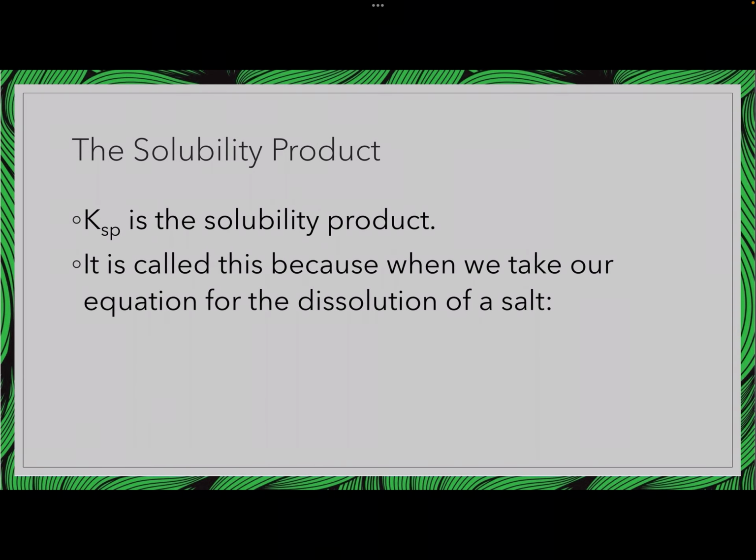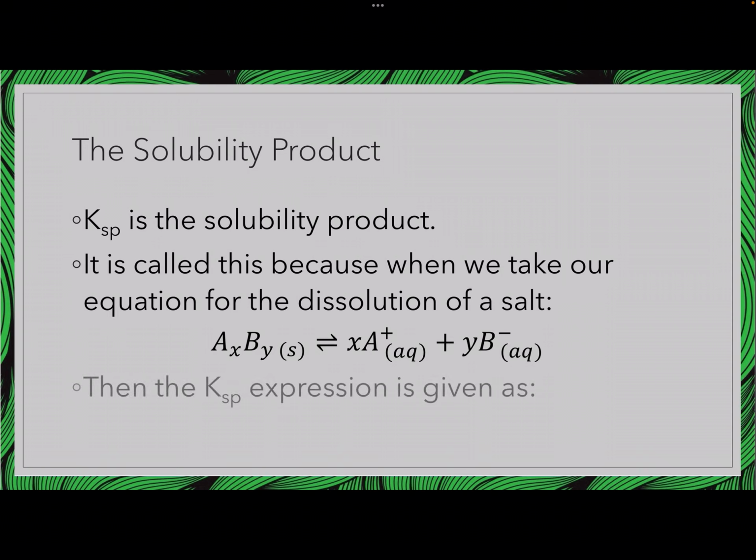Now, it's called this because when we take our equation for the dissolution of a salt, for example, AxBy as a solid is in equilibrium with x moles of A plus aqueous plus y moles of B minus aqueous, or it could be a completely different number of charges. But let's just take this one as a super simple example. The KSP expression is given by this. So it's just the cation to the power of the number of moles of cations, times the anion to the power of the number of moles of anions.